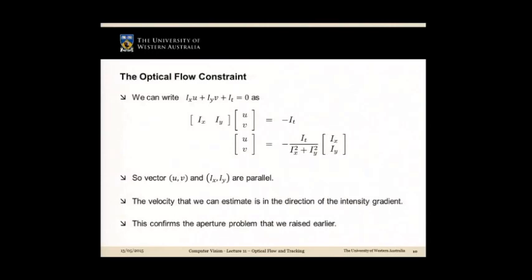So the two vectors on the left are the same. The only difference is they are slightly displaced, right? The one on the left hand side is slightly displaced by the factor which is given here with the negative sign. So the velocity that we can estimate is in the direction of the intensity gradients. As I've told you, Ix and Iy are the intensity gradients, the derivatives in the direction of x and y. So the velocity that we can estimate is in the direction of the intensity gradient, and this confirms the aperture problem that we raised earlier.